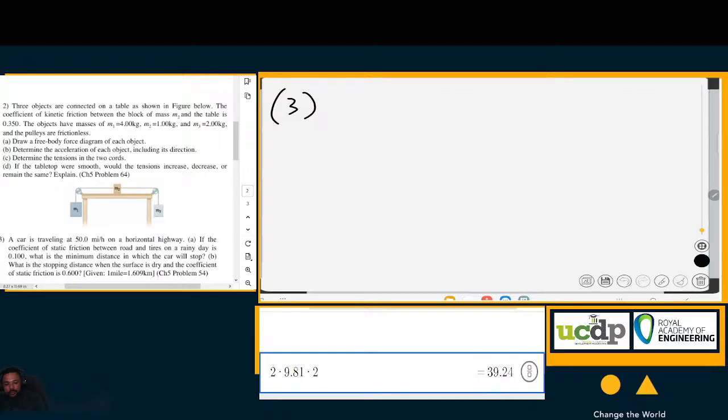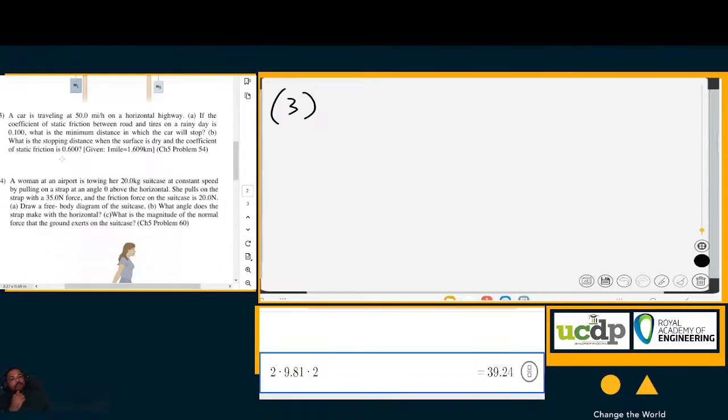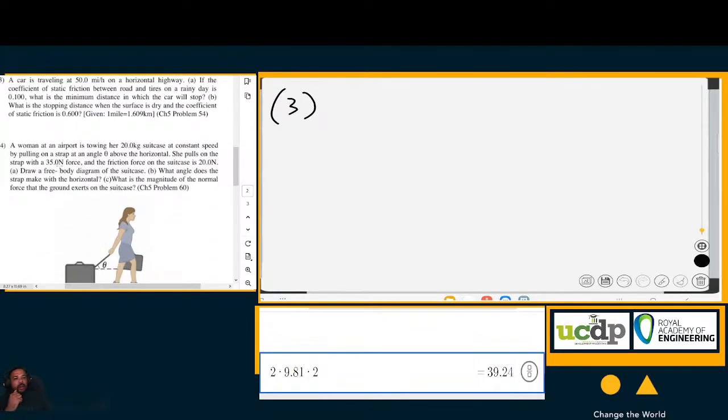Question number 3. A car is traveling at 50 miles per hour on a horizontal highway. What if the coefficient of static friction between the road and the tires on a rainy day is 0.1? What is the minimum distance in which the car will stop?